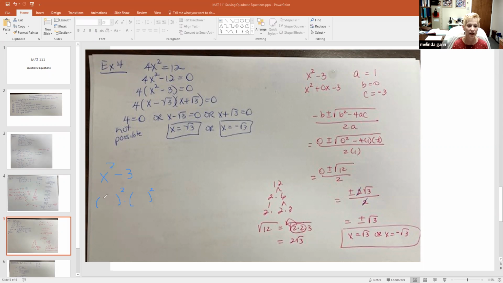Well, what do you square to get x squared? Don't you square x? Well, what do you square to get 3? Don't you square the square root of 3? All right, so that would be this one minus that one, see, times that one plus that one. That's that formula that's got a squared minus b squared in it that we went over in class. So if you know that formula, you can do it real fast.